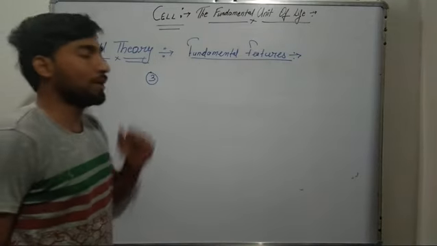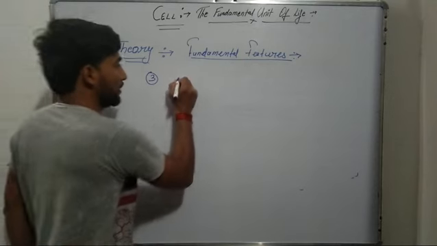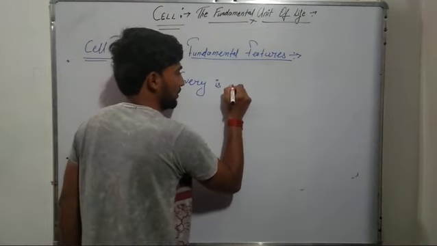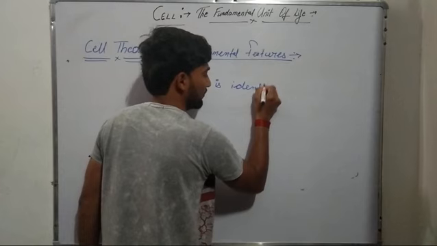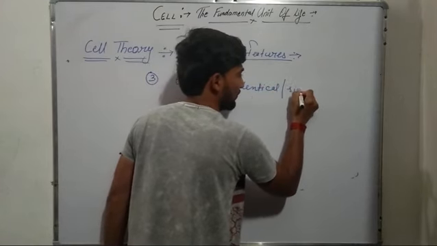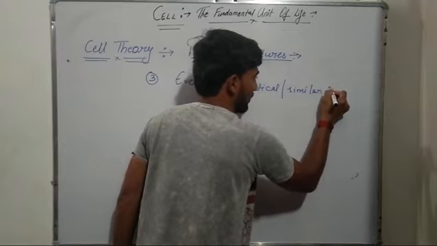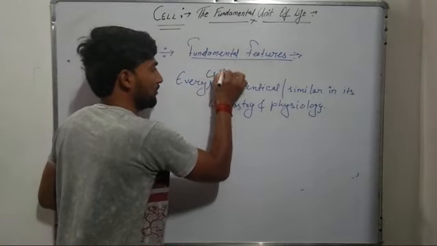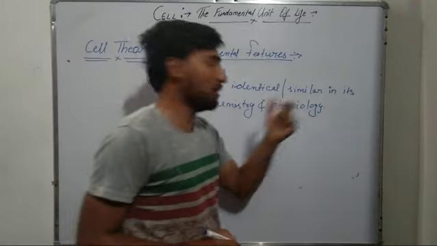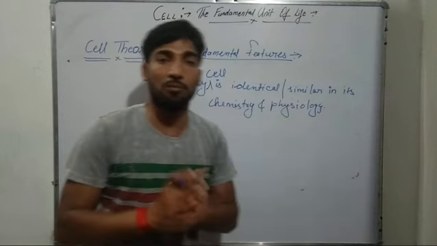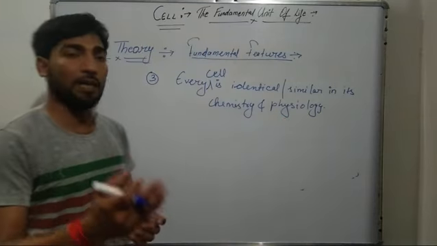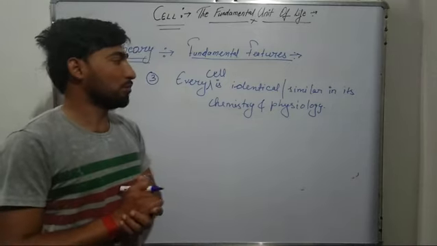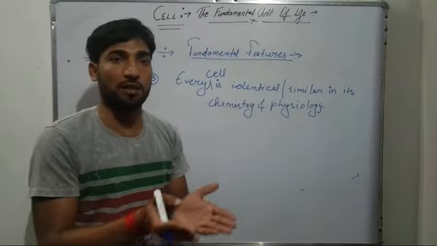Now the third fundamental feature of cell theory is that every cell is identical or similar in its chemistry and physiology. That means that every cell, either a plant cell, animal cell, or a microbial cell, each and every cell is similar in its chemical composition, and it has the same physiological structure.